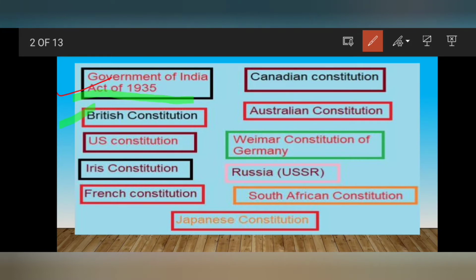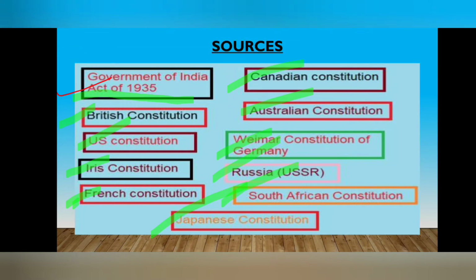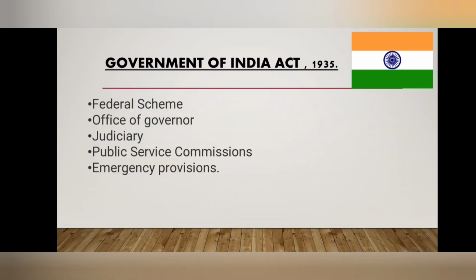Then comes the British constitution, and the US constitution, with the kind of things that have been taken from it. From the Irish constitution, the directive principles of state policy have been taken. We'll know about it later. Then the French constitution, Canadian constitution, Australian constitution, Weimar constitution, that is the constitution of Germany, then the Russian constitution, the USSR, at that time the Soviet Union, the South African constitution, and the Japanese constitution. So let's start with the Government of India Act 1935.